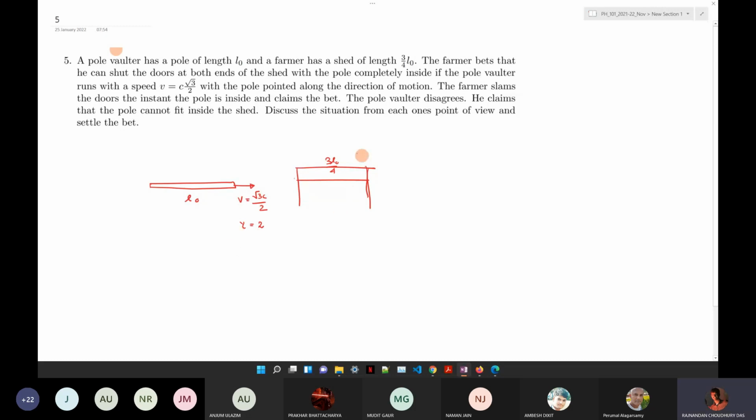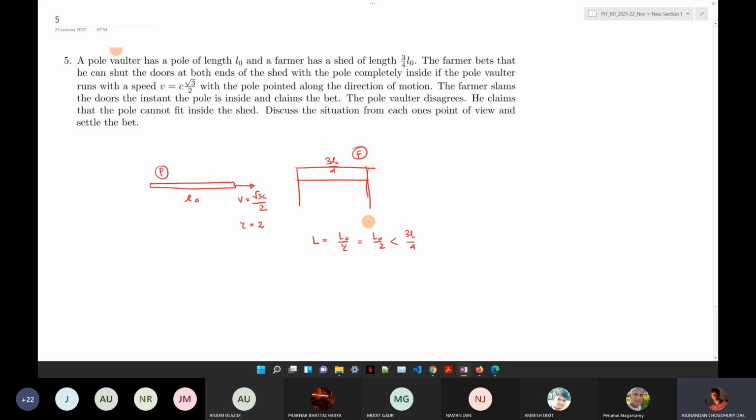Now, according to the farmer, the pole is moving with this much speed. That means this length will get contracted, right? According to the farmer, this pole length will get contracted. How much will it become? It will become L0 by gamma, which means L0 by 2. Now, because this length, as observed by the farmer, is lesser than his shed length 3 L0 by 4, that means according to the farmer, this pole will fit inside.